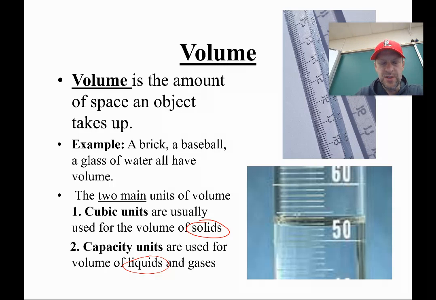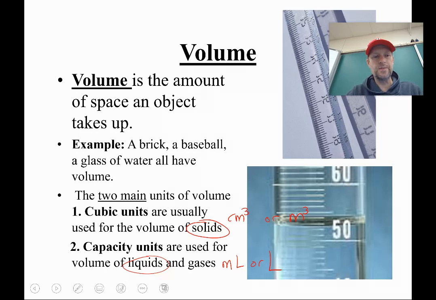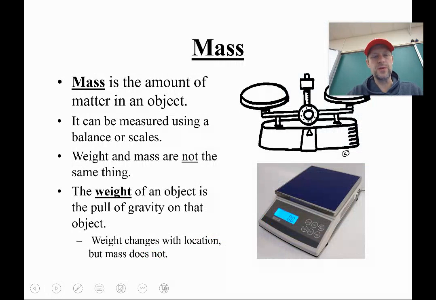Now, I'm actually going to write some things down here. Usually we use milliliters or liters in chemistry for measuring the volume of liquids. And we usually use cubic centimeters or cubic meters if you have something quite large to measure the volume of for solids. And we'll talk a little bit more at the end about some of that stuff. Let's move on to mass.